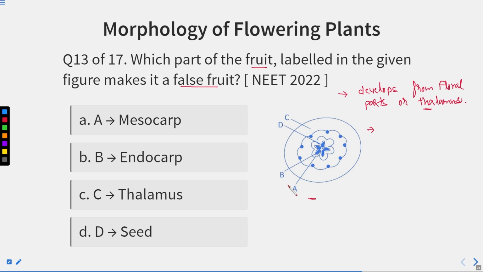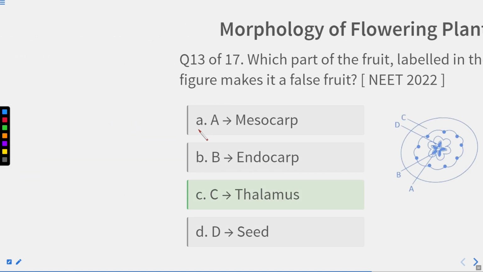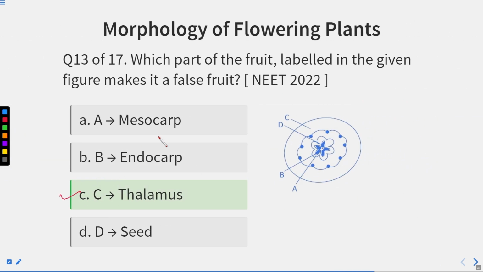I've already told you the definition of the false fruit, which develops from the floral part or from the thalamus. So here you can say that this figure is a false fruit. And option C, thalamus, you can see this is the thalamus here. Fruit when it develops from the thalamus is known as the false fruit. So what should be the answer here? Option C, thalamus is the part of the fruit labeled in the figure, which makes it a false fruit.